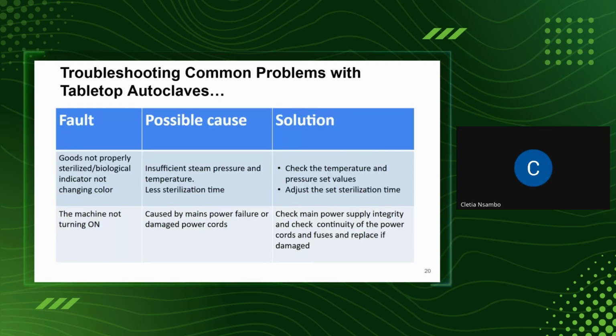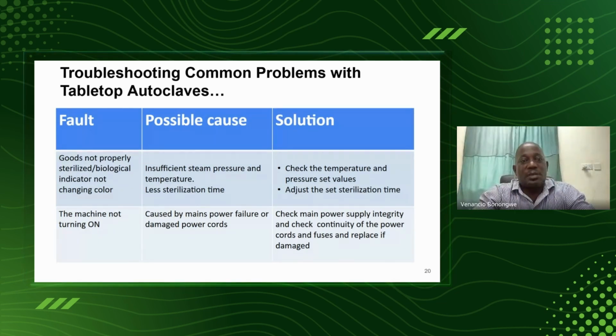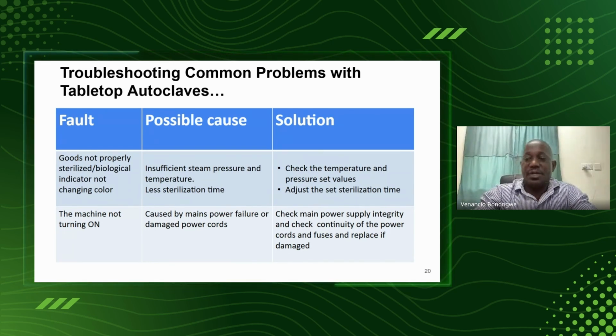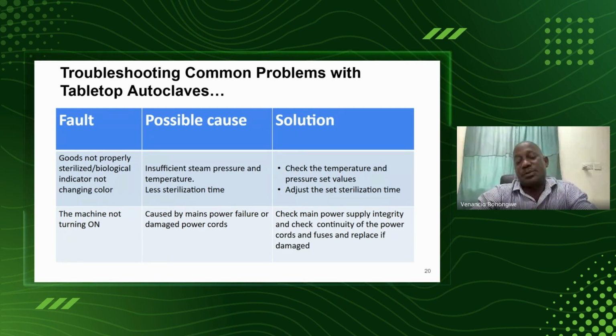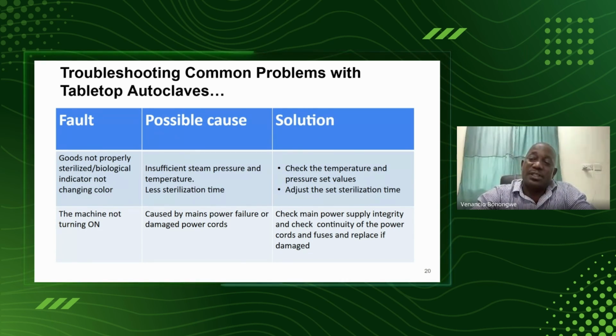Another fault is goods not properly sterilized, and that is causing a biological indicator not to change color. This can be caused by insufficient steam pressure and temperature. And it can also be caused by less sterilization time. So as a solution, check the temperature and pressure set values, because the temperature set value can be at a lower level or the pressure can be at a lower level, then that will affect the sterilization process. And also adjust the set sterilization time. If the set sterilization time is too low, sterilization will not be successful.